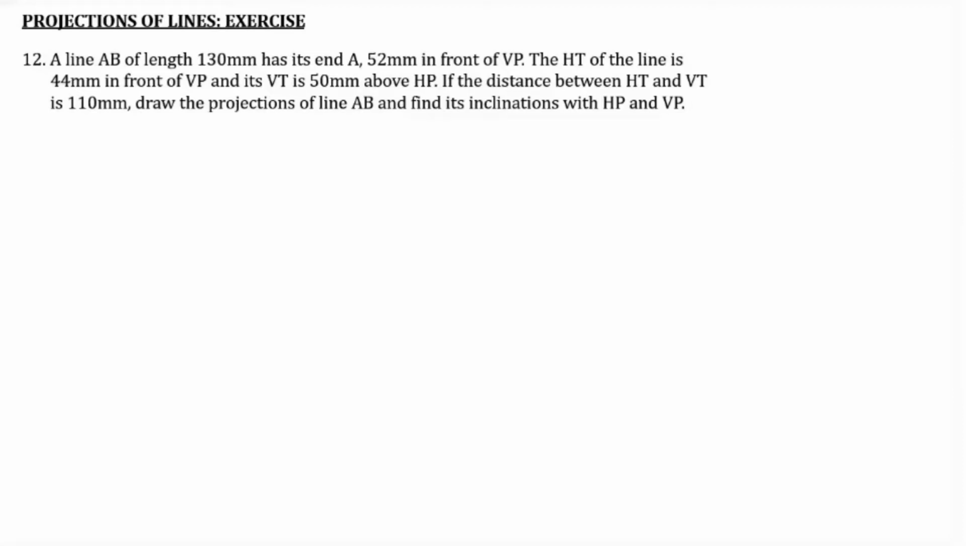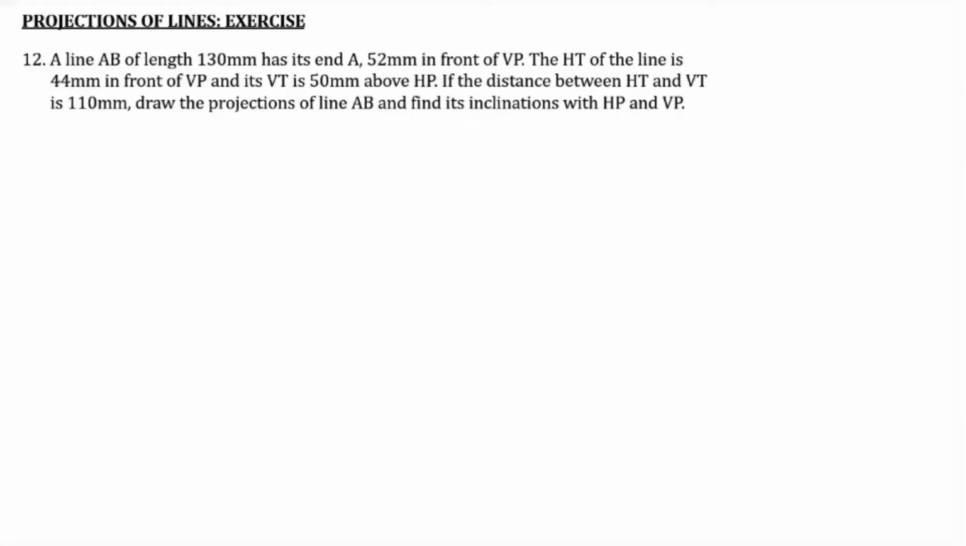So this is the question. A line AB of length 130 millimeter has its end A 52 millimeter in front of VP. HT of the line is 44 millimeter in front of VP, and its vertical trace VT is 50 millimeter above HP. If the distance between HT and VT is 110 millimeter, draw the projections of line AB and find its inclinations with HP and VP.